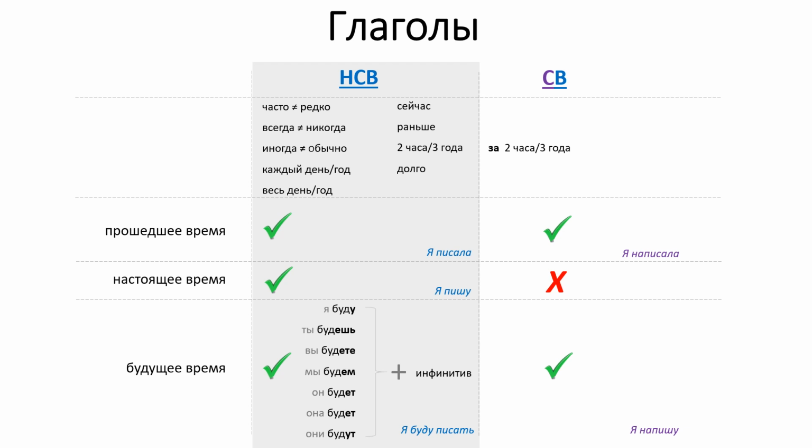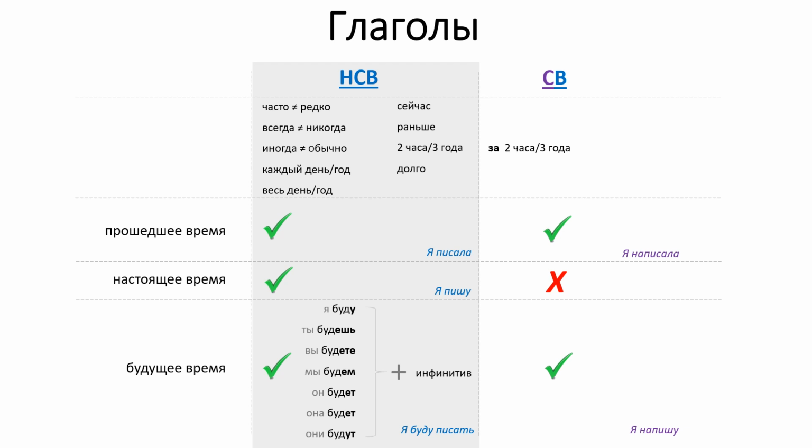Such sentences might often have words that indicate duration or frequency of action, such as часто, often, редко, rarely, всегда, always, никогда, never, иногда, sometimes, обычно, usually, каждый день, every day, каждый год, every year, весь день, all day, весь год, all year, сейчас, now, раньше, before, 2 часа, for 2 hours, 3 года, for 3 years, долго, for a long time.